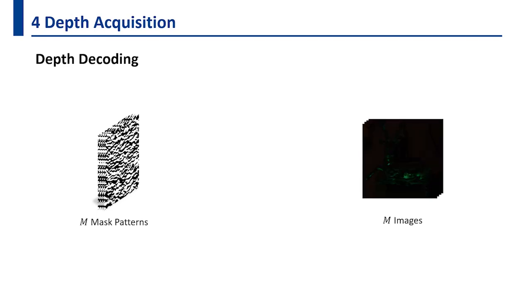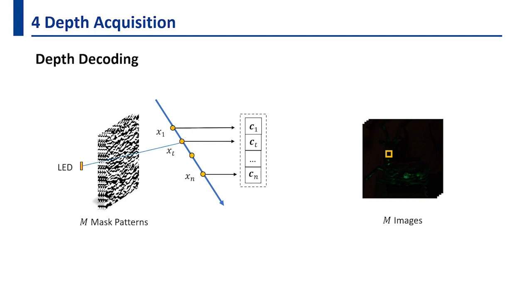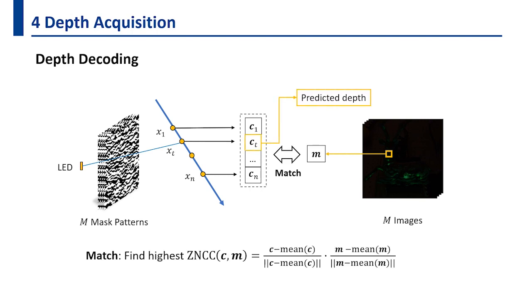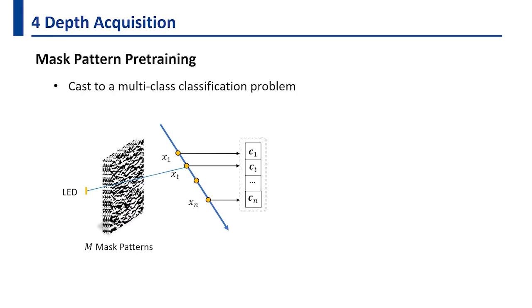Each pixel corresponds to a camera array. We sample candidates along the camera array and calculate the code vector encoded by the area light and mask patterns. The candidate which has the highest ZNCC score is the best matching point and will be selected as the predicted depth of the pixel. Ideal mask patterns should make the code of candidates as distinguishable from each other as possible.